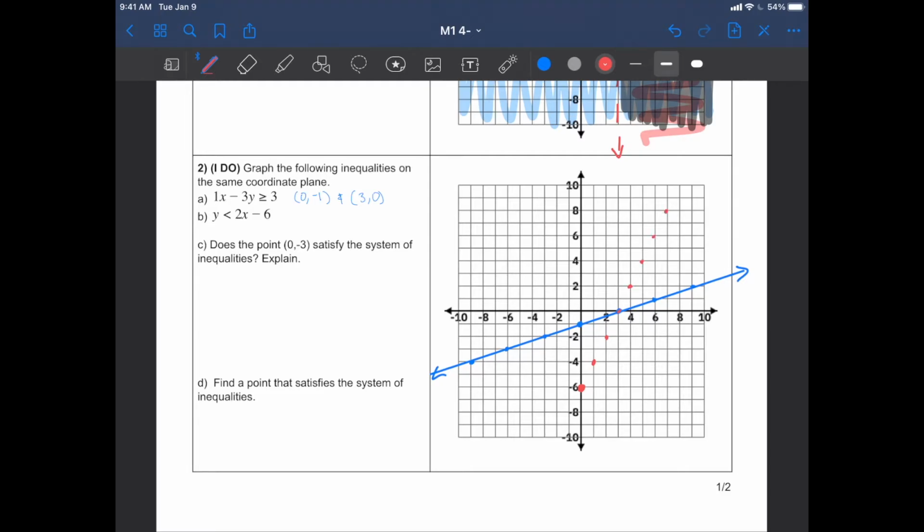Okay, so you do have to remember how to graph these. Okay, and then this is going to be dashed. So I like to do as many of these dots as possible just so that I don't lose my way.